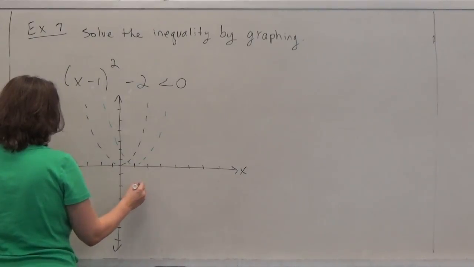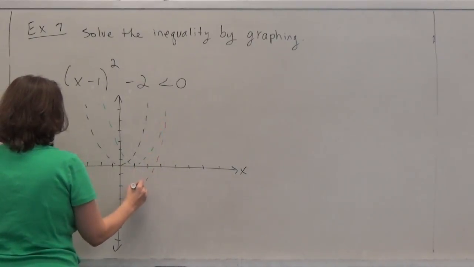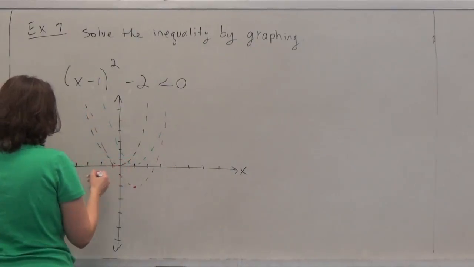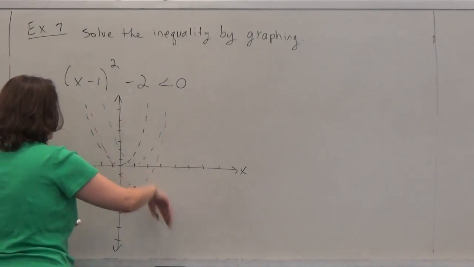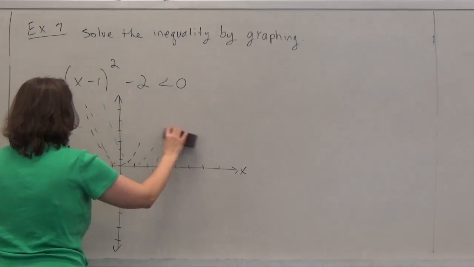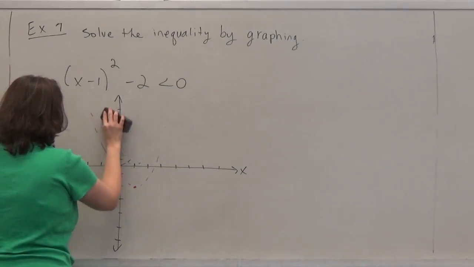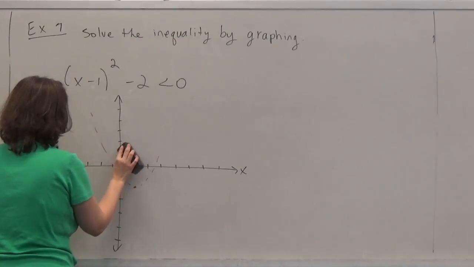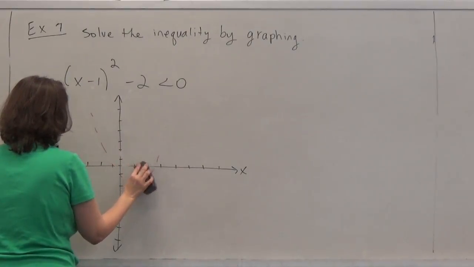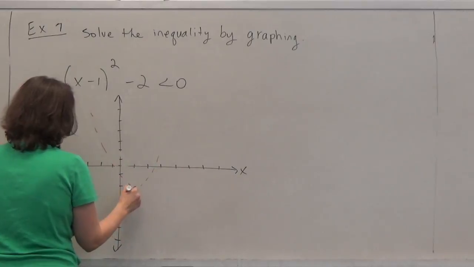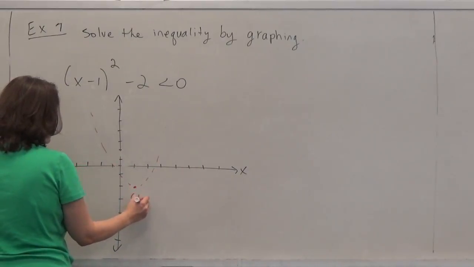And I know I've got a parabola going up like this. So if I were to sketch it, I could sketch it without all of the information just yet. But I do need to know a little bit more information. Okay, so I know that I've got a parabola that opens up, and the vertex is at 1, negative 2.